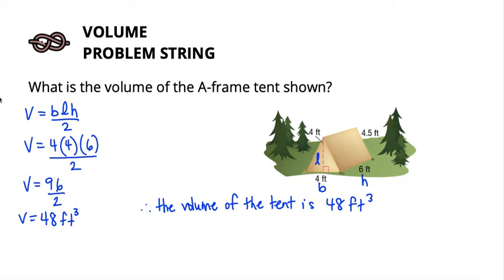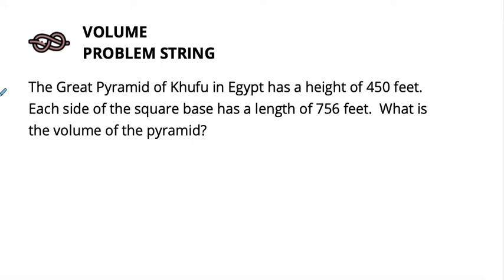All right, next question. The Great Pyramid of Khufu in Egypt has a height of 450 feet. Each side of the square base has a length of 756 feet. What is the volume of the pyramid?